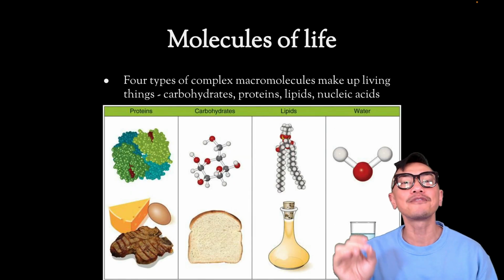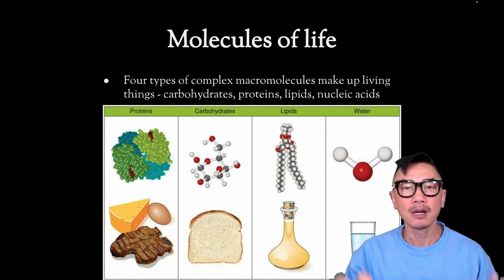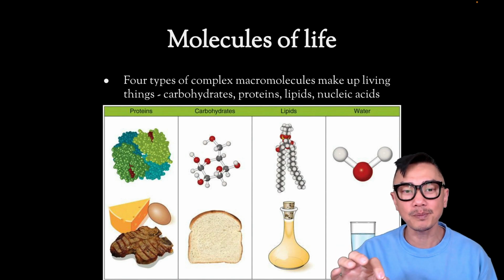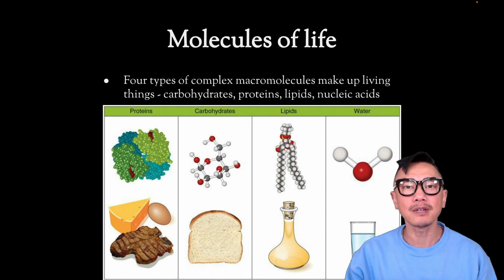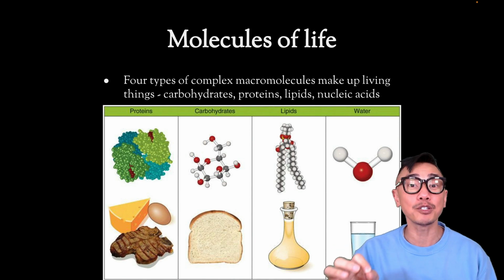The macromolecules found in organisms can be organized into 4 different types: carbohydrates, or simply carbs, proteins, lipids, and nucleic acids. We will go into a little more detail about each one.